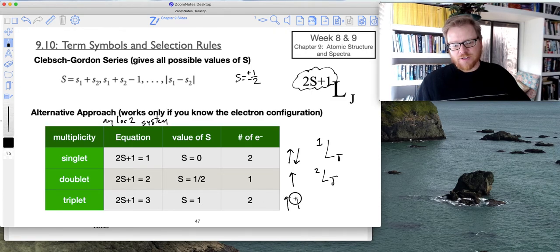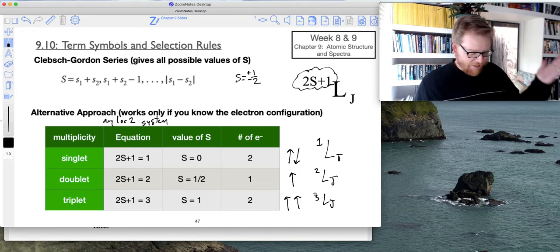So I'll note that just as this. It could certainly be minus 1/2 and minus 1/2, but we take the absolute value. And so what that means is, yes, we would then have S is equal to 1. 2 times 1 plus 1 is 3. And so literally, if we knew that it was 2 unpaired electrons, we wouldn't even have to go through this. We could just write triplet as a 3. 3 triplet means the same thing.